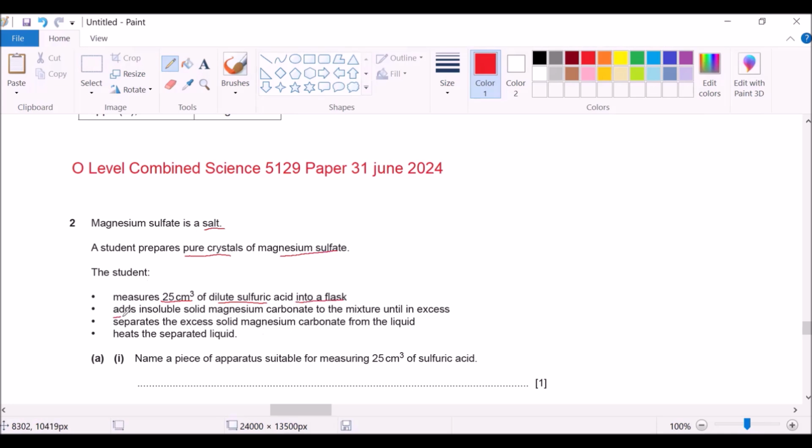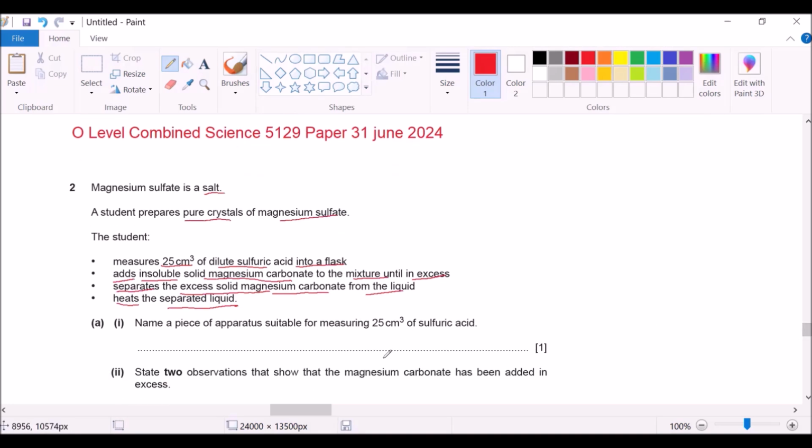He then adds insoluble solid magnesium carbonate to the mixture until in excess. Separates the excess magnesium carbonate from the liquid. Heats the separated liquid. Name a piece of apparatus suitable for measuring 25 cubic centimeters of sulfuric acid. You may use a measuring cylinder or a pipette.